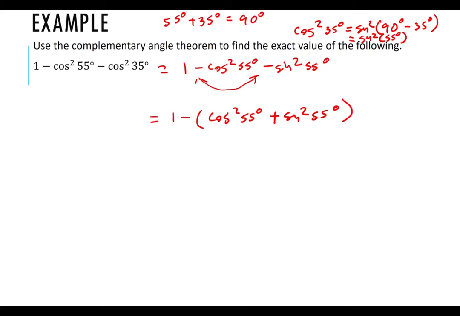But at this point, cosine squared plus sine squared of the same angle value, that's 1. The Pythagorean identity tells me that this is 1 minus 1. Well, 1 minus 1 is 0. There we are. We're finished.